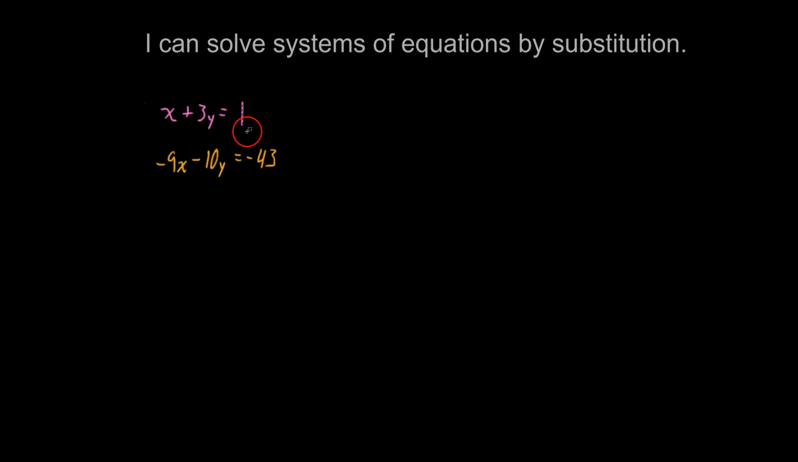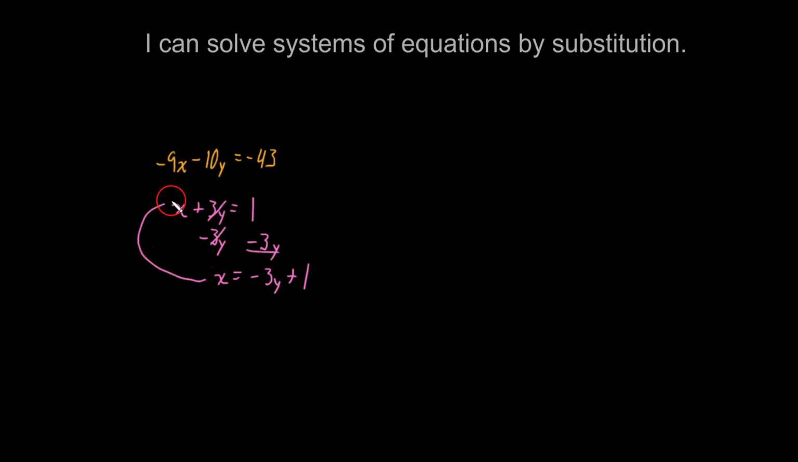I'm going to give myself a little bit more space to do this problem. So in order to solve for x, all that we need to do is subtract 3y from both sides and subtract 3y, which would give us x equals negative 3y plus 1. And now we're going to substitute this back in for x into this equation right here. And it is important that when you're substituting back in, you do not substitute it back into the original equation.